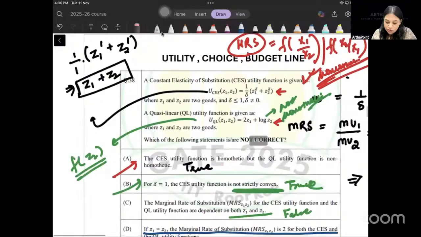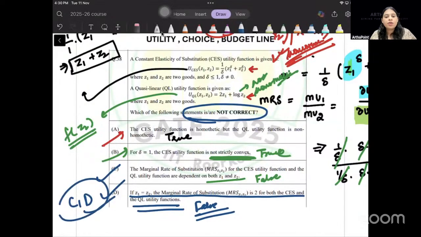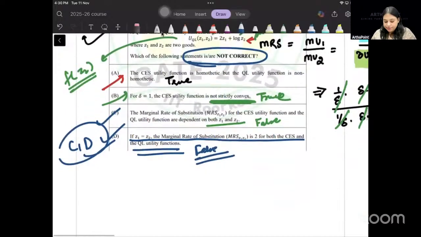So what we notice, which of the following statements are not correct? Again, it was not mentioned anywhere whether it is MCQ or MSQ. It is for you to judge whether it is MCQ or MSQ. The answer will be C and D. Okay.